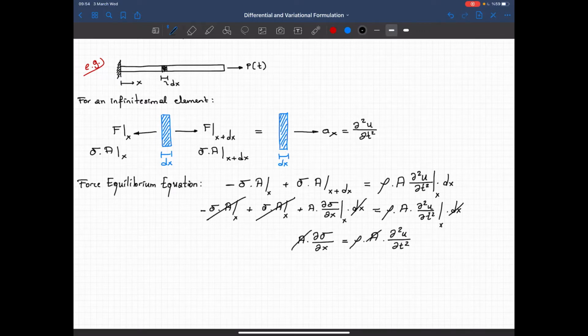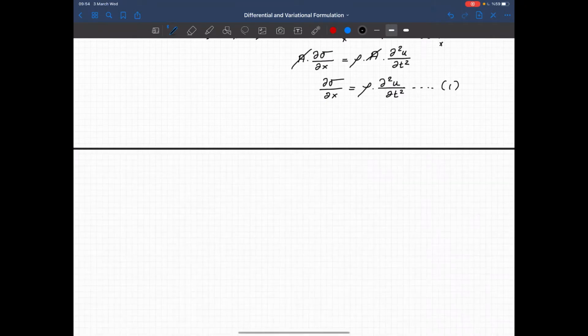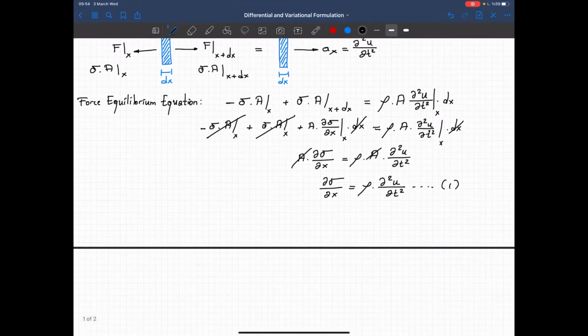Areas will cancel, so the variation of stress, or the change in stress with respect to length, should be equal to rho times del square u over del t squared. Okay, so let's call this one equation 1. This is our force equilibrium equation. Now the next thing is I need a relationship between the stress and the strain. And for that we will be using the constitutive relationship.